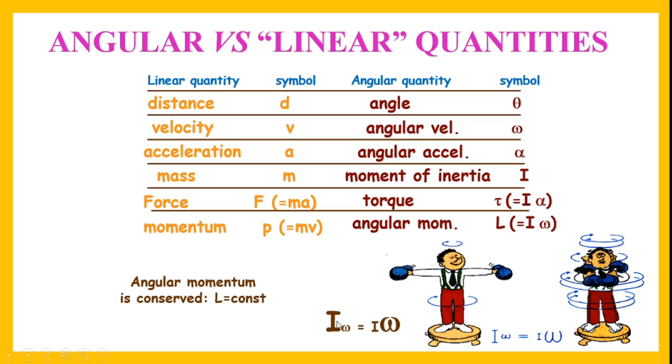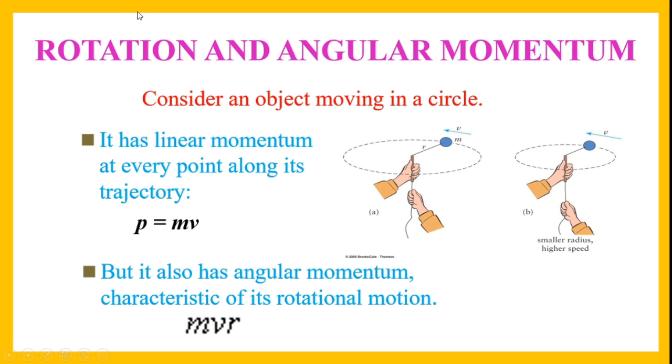So here also I have shown I omega is equal to I omega naught. Whatever may be the variation in the moment of inertias and their angular acceleration, their product, that is angular momentum, remains constant. Now we will see rotation and angular momentum, the relation between rotation and angular momentum.